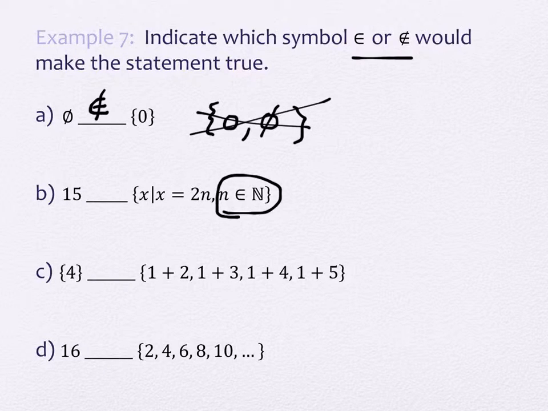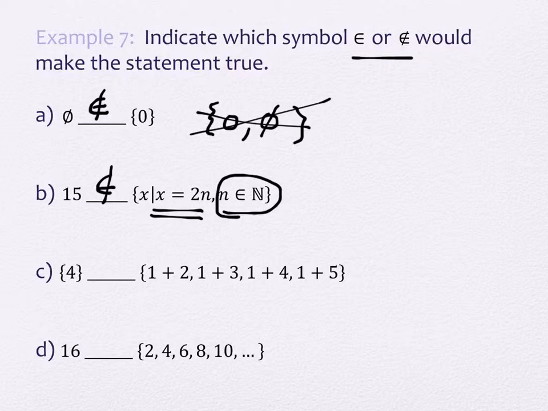This says n is a natural number, 1, 2, 3, 4, 5, and so on. And this piece says that I'm supposed to be doubling all my natural numbers, which gives me the evens. 15 is not even, so this doesn't work. 15 is not an element of that set. Would 14 be? Sure would.